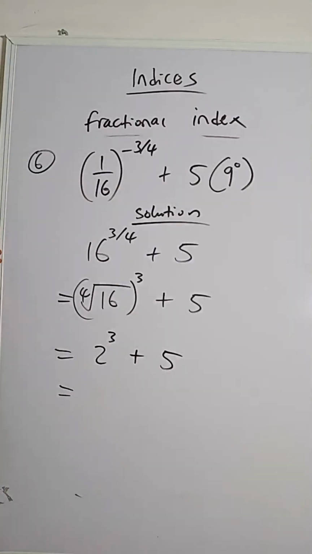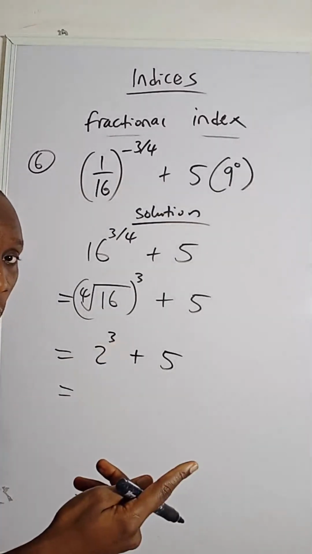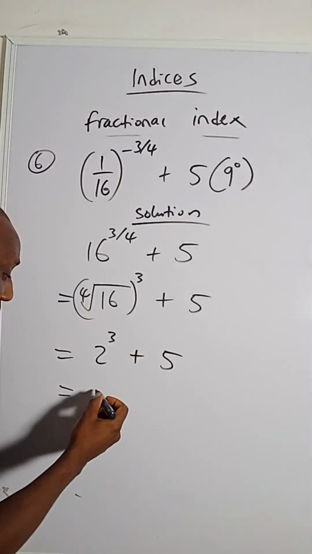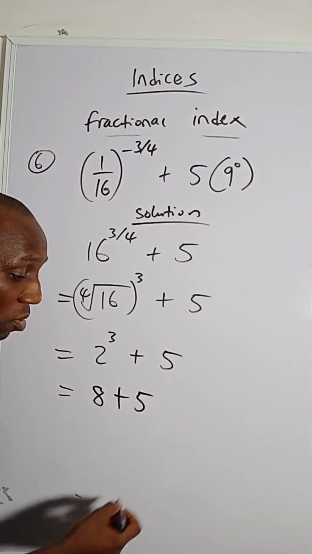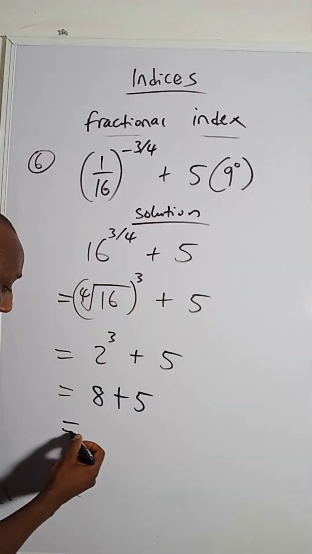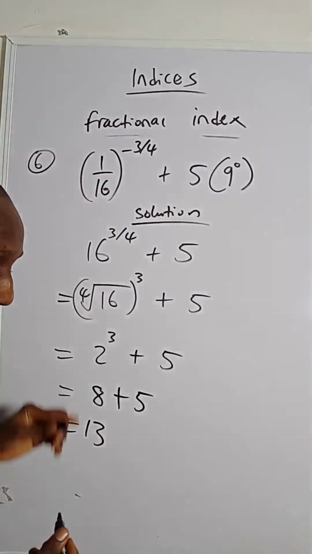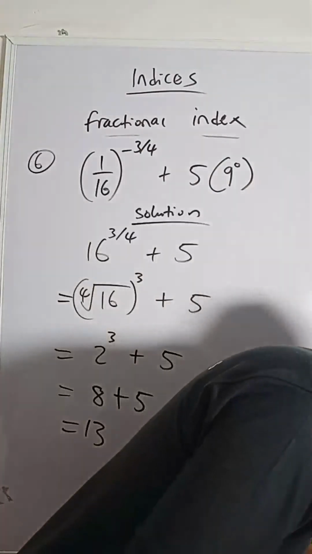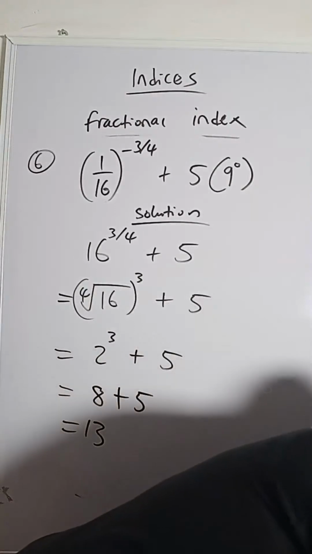So what is 2 raised to the power of 3? 2 times 2 is 4, times 2 is 8. So you have 8 plus 5. What is 8 plus 5? 13. Somebody has already gotten the answer. 13. Oh, yes. The answer is what? 13. That is awesome.